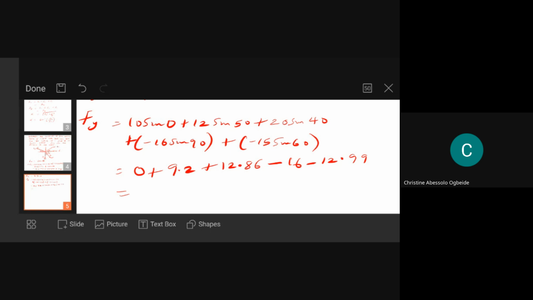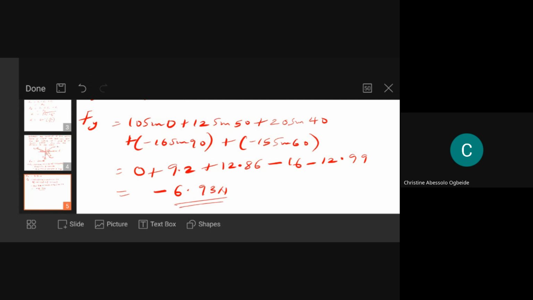No, I disagree with you. Go back. 0 plus 9.2 plus 12.86 minus 16 minus 12.99. It shouldn't be 0 point something. Minus 6.93. So I write down minus 6.93 Newton. So this is my vertical component.